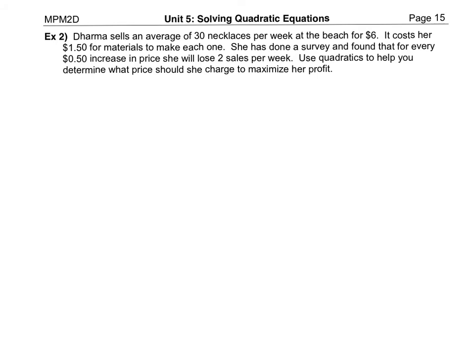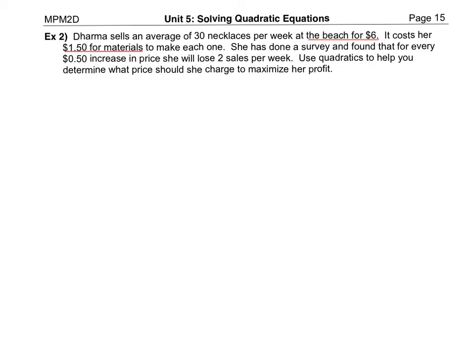Dharma sells an average of 30 necklaces per week at the beach for $6. So each necklace she's selling for $6. It costs her $1.50 for materials to make each necklace. So you can see this is talking about revenue here. It's what she's selling each one for. It's costing her $1.50, so that's talking about the cost function there.